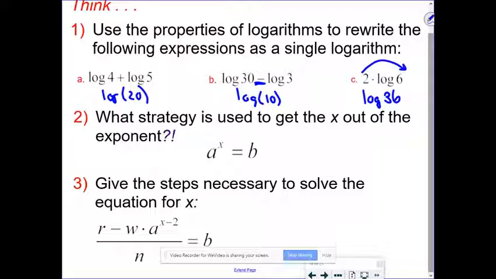So in number 2, what strategy is used to get the x out of the exponent? I take the log of both sides. That allows me to bring the x out in front.